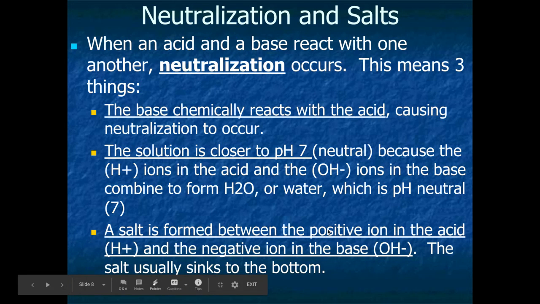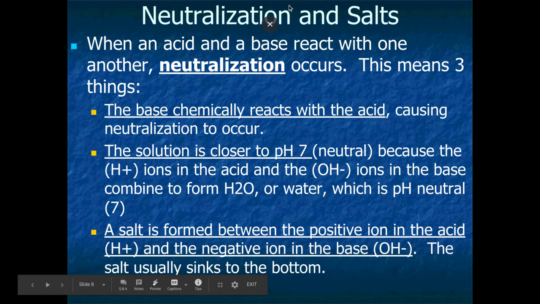And the positive ion, remember we said that the acid creates a positive ion and the base a negative ion, are going to neutralize each other. Well, there's also usually what's called a precipitate, which is a solid that is going to sink to the bottom of that solution. And that is a salt. It's not anything that was there before. It's not the original substances. It's a new substance that sinks to the bottom.